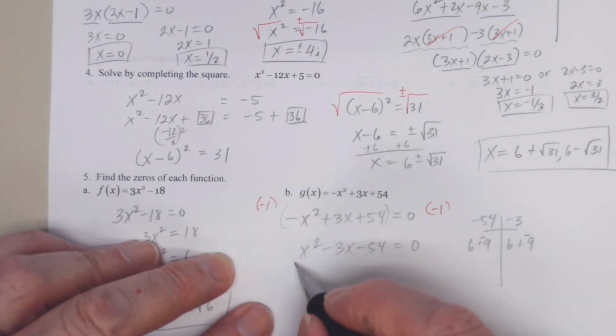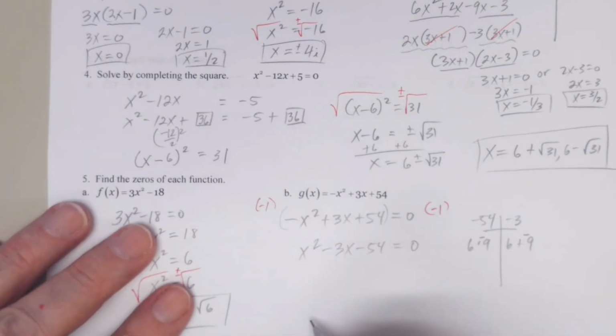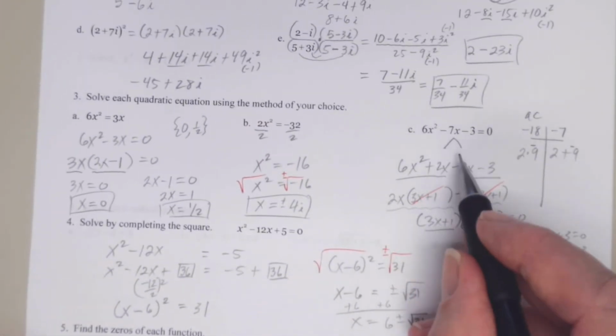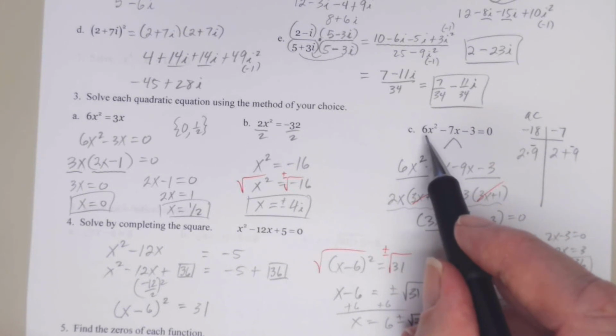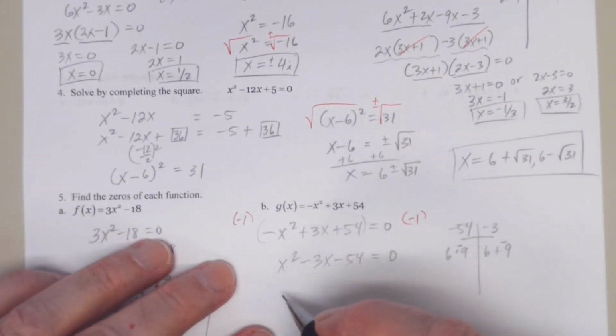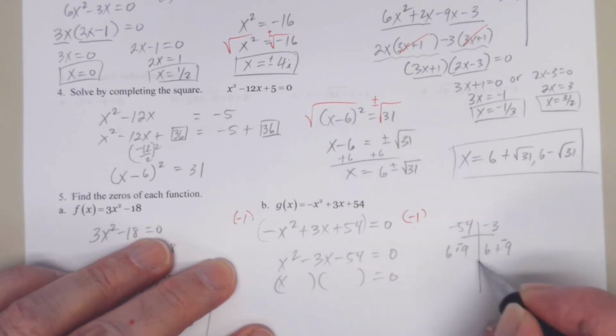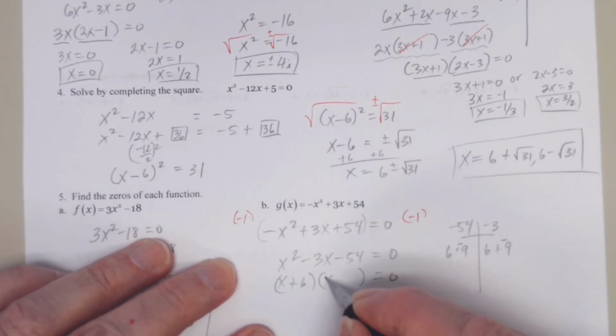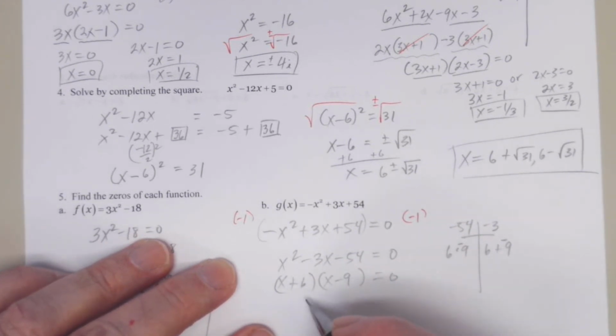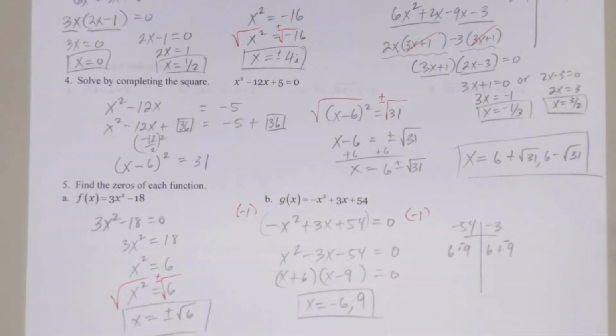So because this is a 1x squared, I don't have to do like I did up here when I split my b term. That's because here we didn't have a 1x squared. We can just go ahead and plug in the numbers we got here. It's going to be x plus 6 and x minus 9. When we set these equal to 0, we're going to get negative 6 and 9. So those are our zeros.